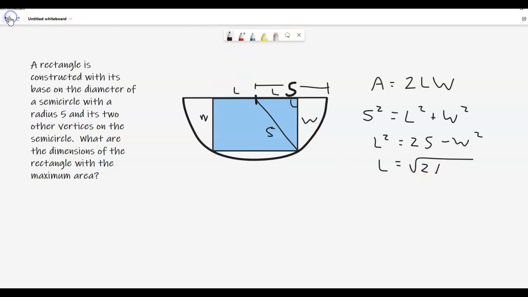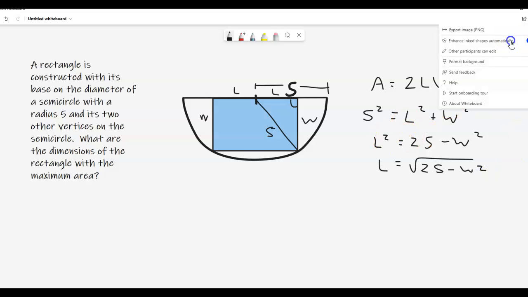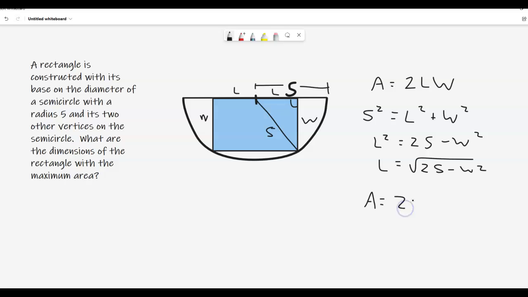Let me see if I can take that. Let's do it. All right. So doing this, then I can easily go up here and do a substitution. So the area is going to be equal to 2L, or excuse me, 2W times, for this L, we're going to put in the square root of 25 minus W squared. All right, so here is our objective equation in one variable, which is the width here.